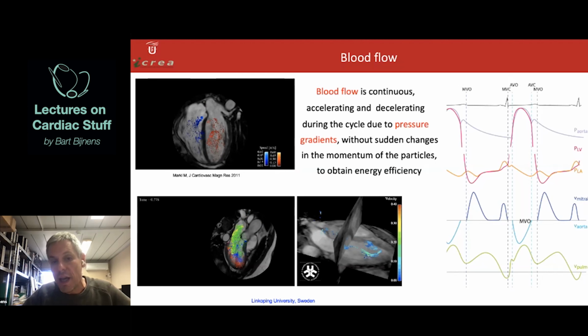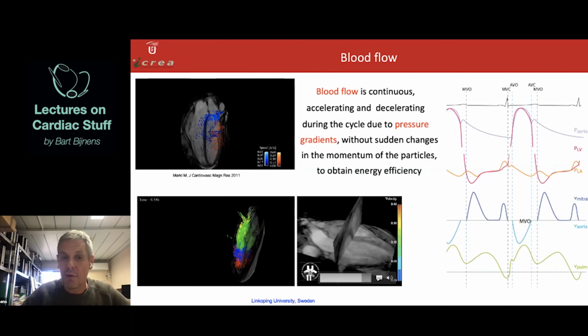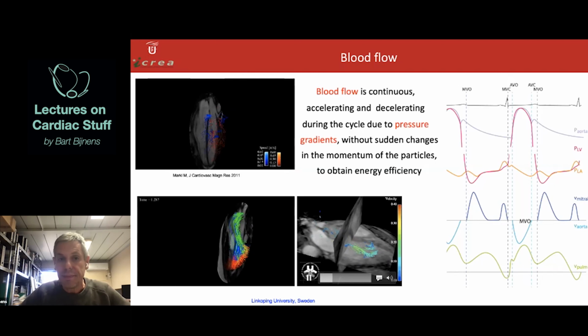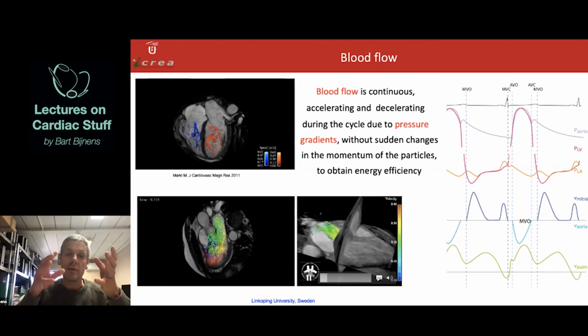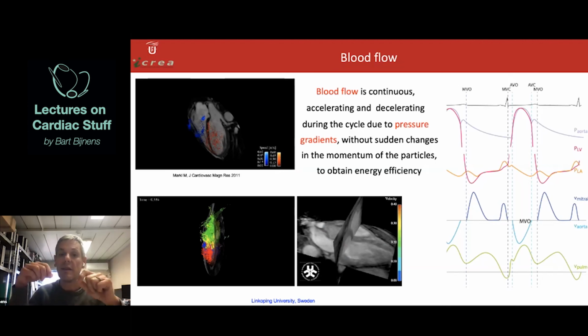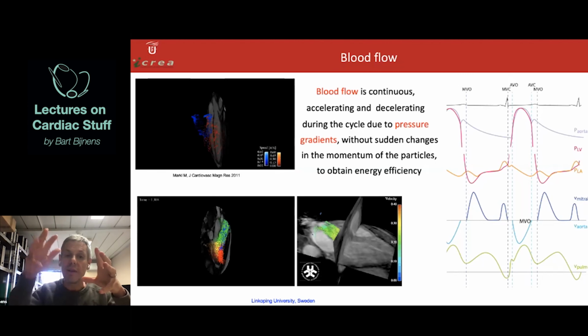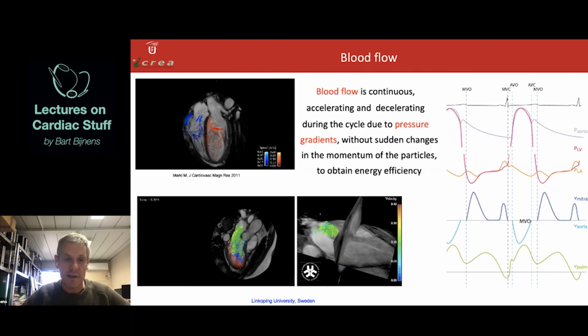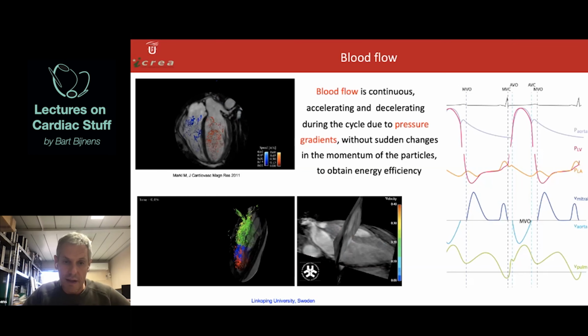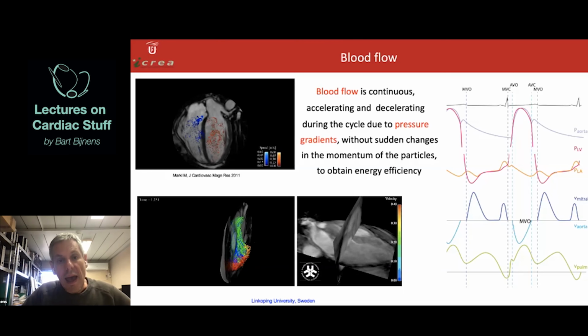And that is done by some kind of vortex formation around the apex. That's also why the geometry is quite important, because the geometry, and especially the trabeculations in the endocardium, will determine how these streamlines, these flow patterns, develop within the ventricle.